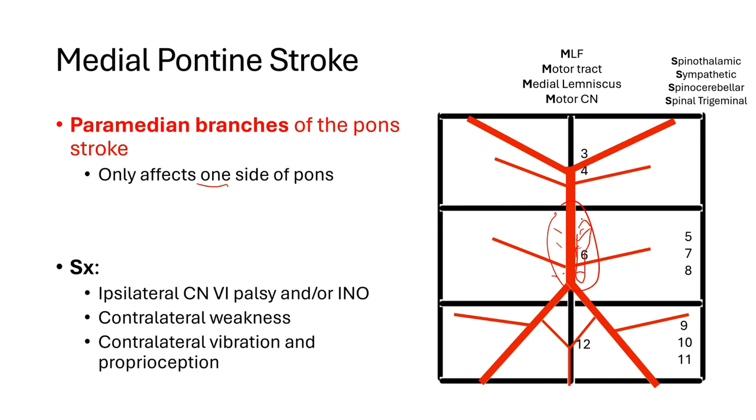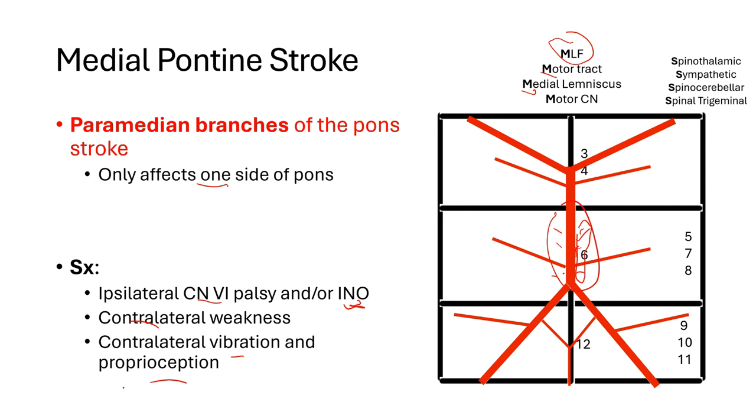The symptoms here are going to be ipsilateral cranial nerve 6 palsy, because that's my motor nuclei, and or INO. The reason being is because, remember, the MLF connects cranial nerve 6 to the contralateral cranial nerve 3. Your motor tracts are also going to be affected, so you're going to have contralateral weakness, and your medial lemniscus is going to be affected, so you're going to have contralateral vibration and proprioception changes.